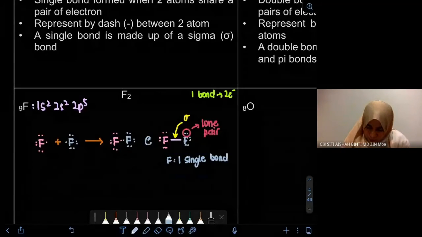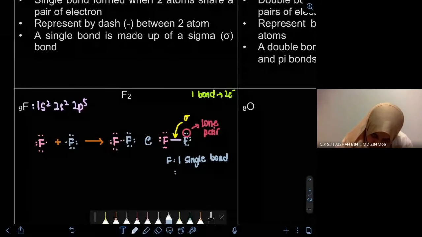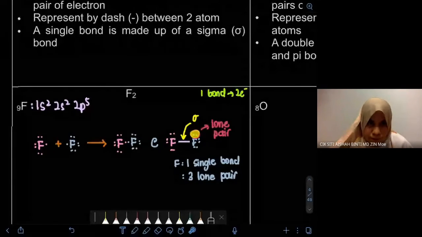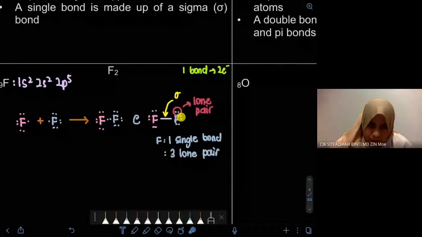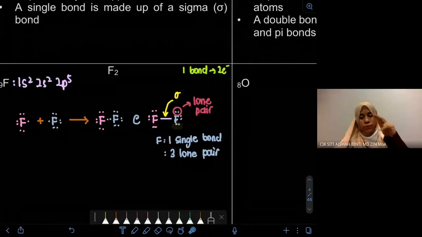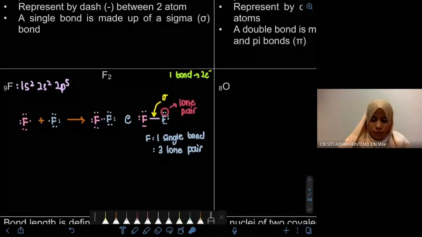Or rather, it has one bond, just a single bond, but it has 3 lone pairs. Why 3? Because here: one at the top, one to its right, and one at the bottom. So there are 3 lone pairs. A pair must be a pairing. So 3 lone pairs, but 1 single bond. So that is the example of fluorine, and we know that the bond is a sigma bond.